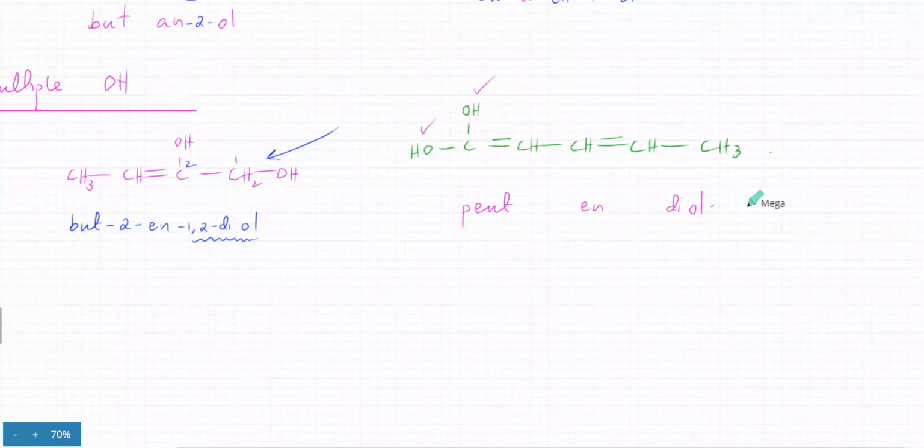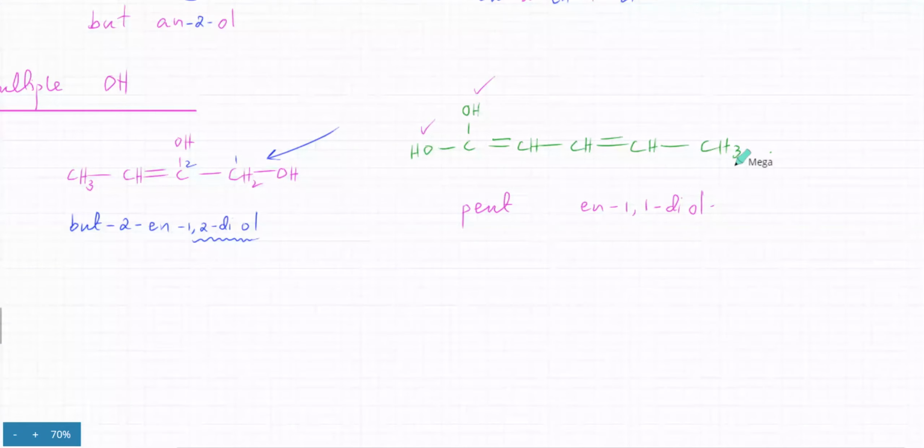What is the position of the 2 alcohols? You have to mention the position of both alcohols. So it's going to be 1,1 diol. Don't write 1 only once. You have 2 alcohols, so you have to mention it twice, even if the position is the same.